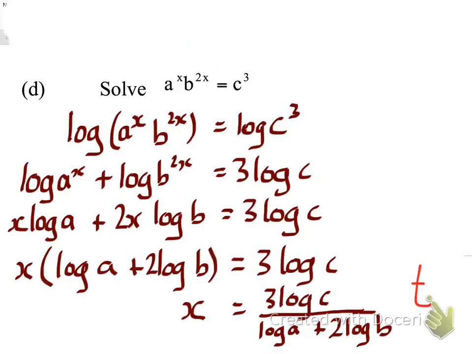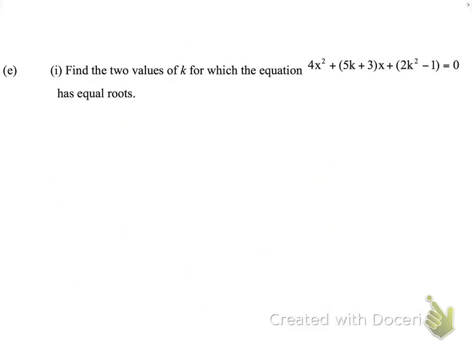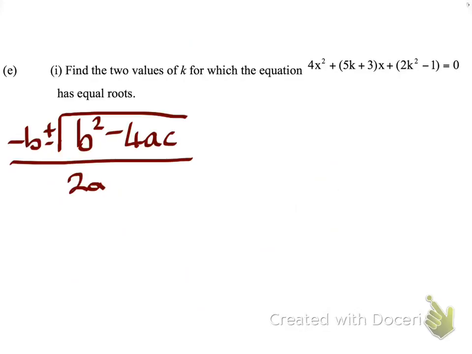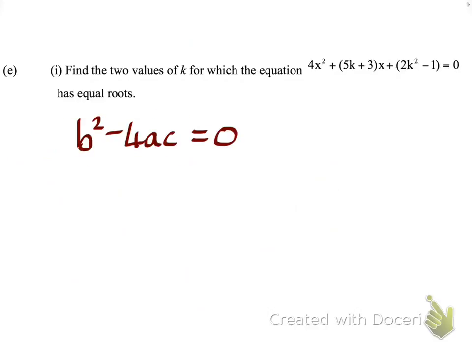That's excellence. For this part E, we want two values of k, and equal roots means we have to use the discriminant. That's that part of the quadratic formula. That's the whole quadratic formula, but we just want b squared minus 4ac to equal 0, then we know it has equal roots. Of course, if you didn't study that part and learn it, you wouldn't know how to do this question. Now here, a is 4, b is 5k plus 3, and c is 2k squared minus 1. Just put them in the equation.